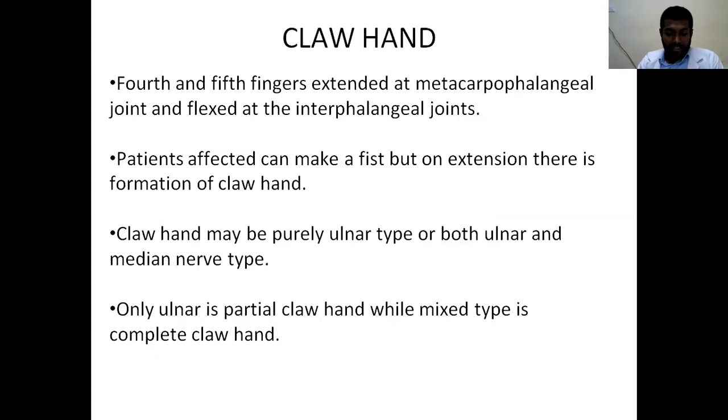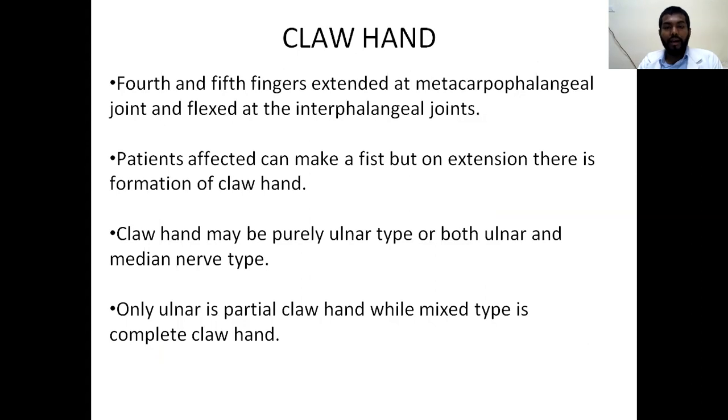are flexed, whereas the other 3 fingers are extended. Now claw hand will be asked as a 2 marks question for you. This is what you should be writing there. It is 4th and 5th fingers extended at the metacarpophalangeal joint and flexed at the interphalangeal joint. Patient affected can make a fist, but on extension there is formation of the claw hand.